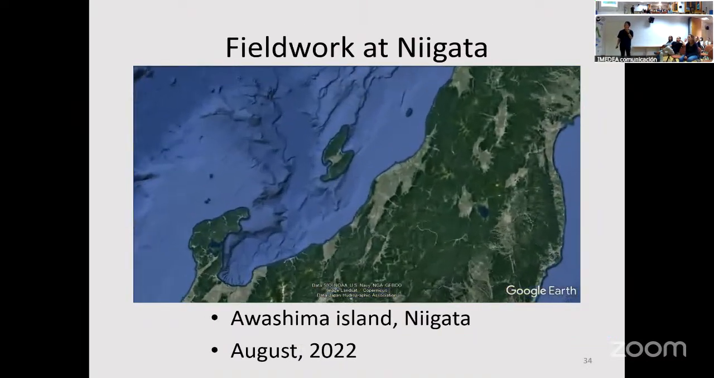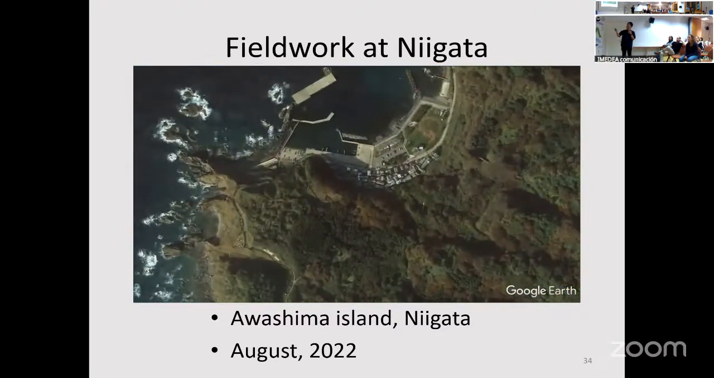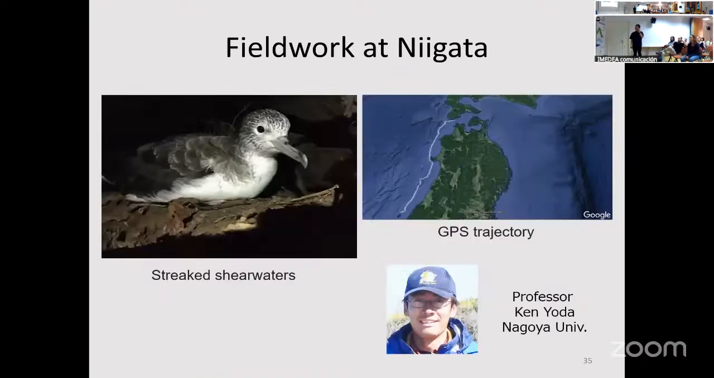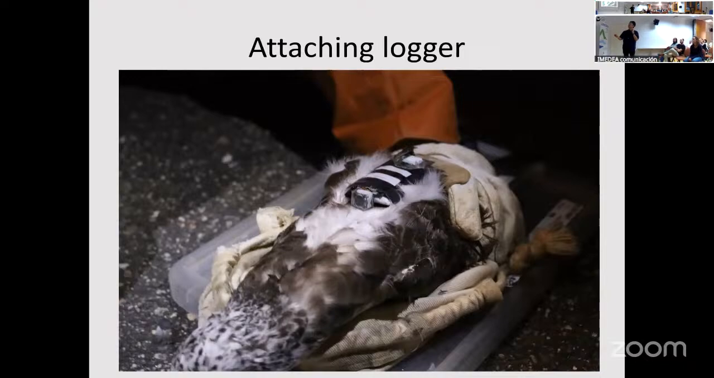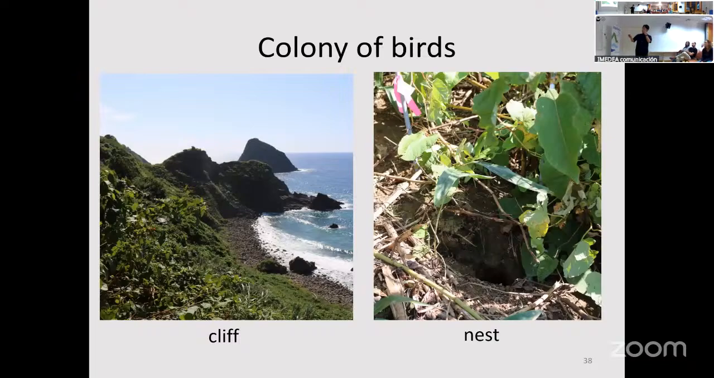Okay, and we conducted an experiment at the small island, Awashima Island, Niigata Prefecture, Japan. And the target is streaked shearwaters. A colony of shearwaters is located at a steep cliff, and this is a nest of the bird.